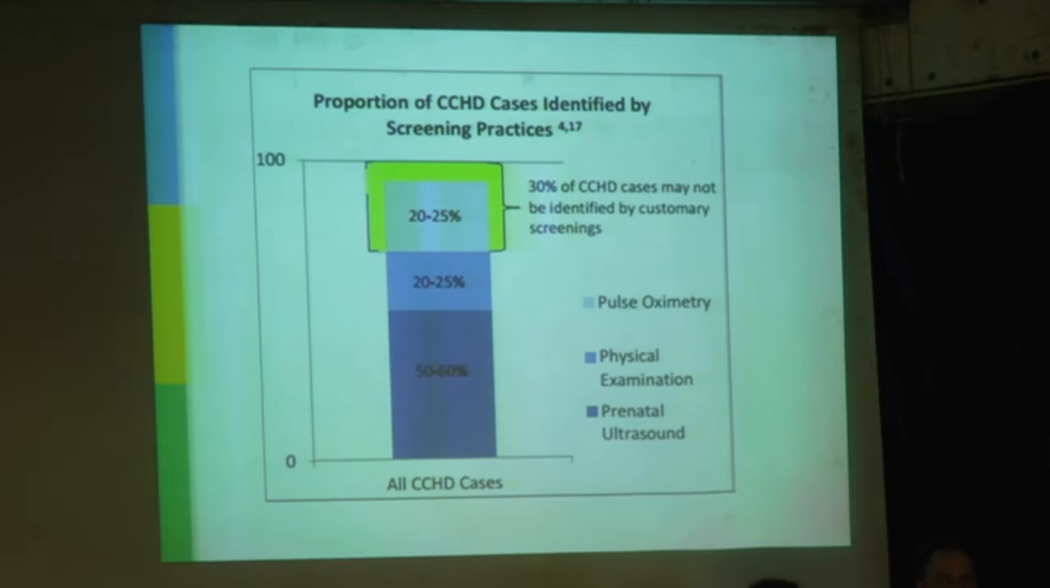This picture shows that a prenatal ultrasound can detect about 50 to 60% of babies with critical congenital heart disease. For physical examination, never forget to check the femorals of the baby before we discharge the baby. The clinical or physical examination will detect about 20 to 25%, and the remaining 20 to 25% of this CCHD can be picked up by pulse oximetry.